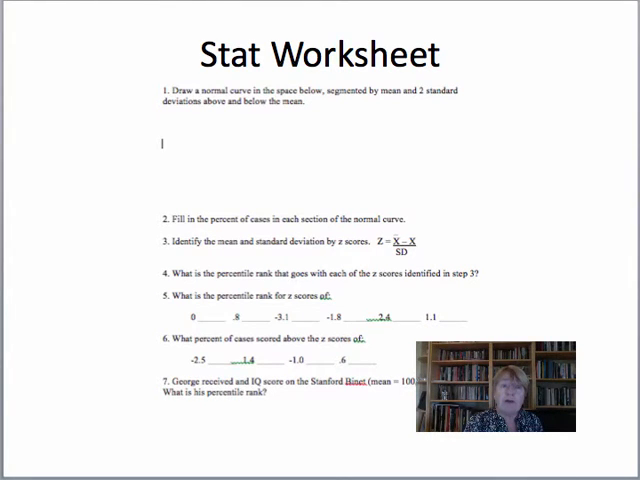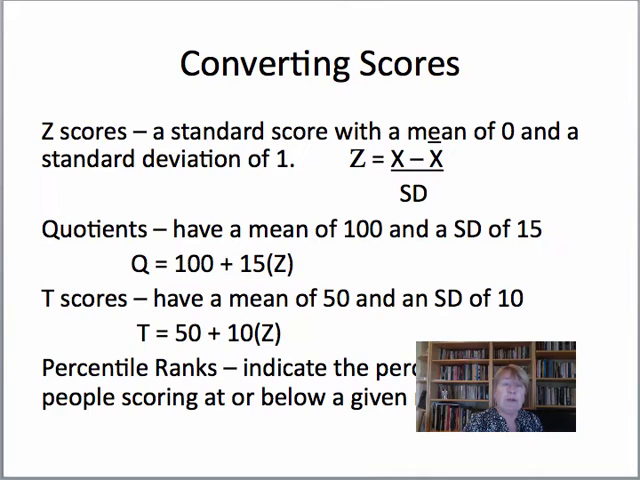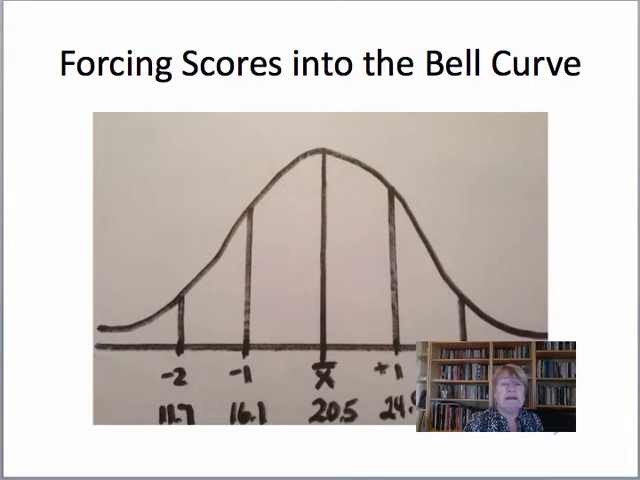And once you've drawn your curve, I want you to fill in the percent of cases in each section of the normal curve. So I'm going to go back to this curve here. And remember, between the mean and 1 standard deviation above the mean, we capture about 34% of the scores of the population. And between the mean and 1 standard deviation below the mean, we capture about 34%. So go ahead and write 34 and 34 within 1 standard deviation above and below the mean.